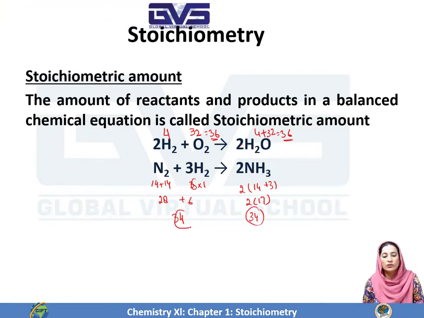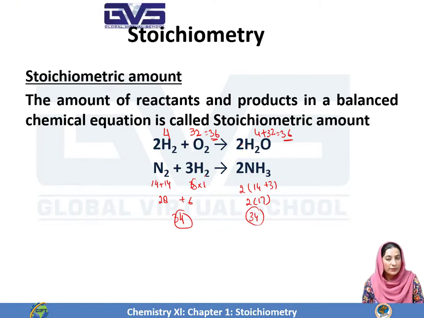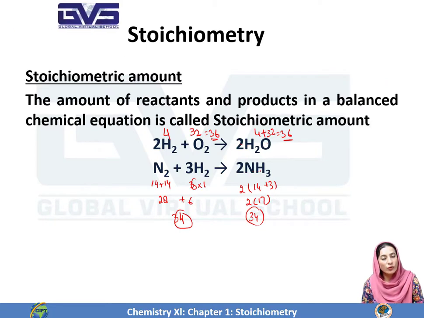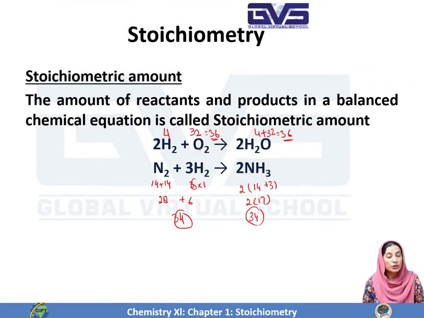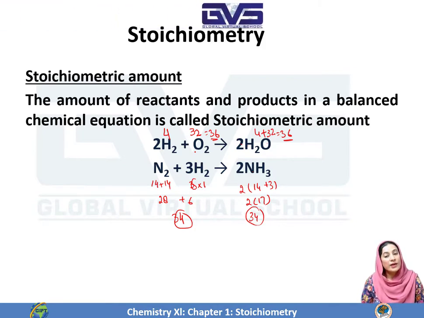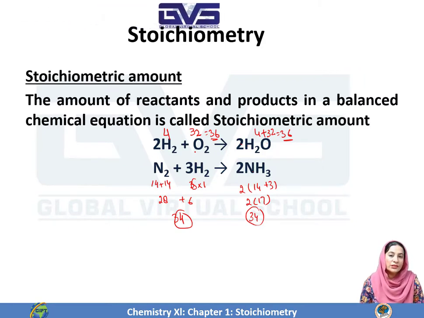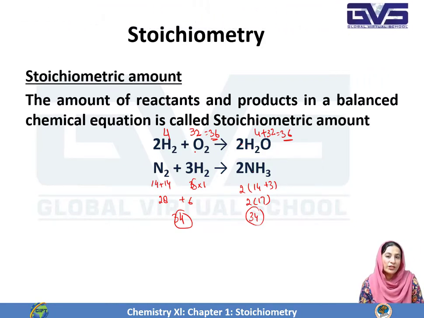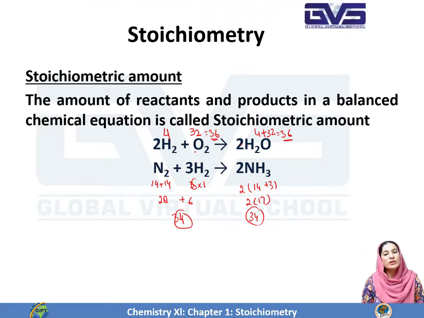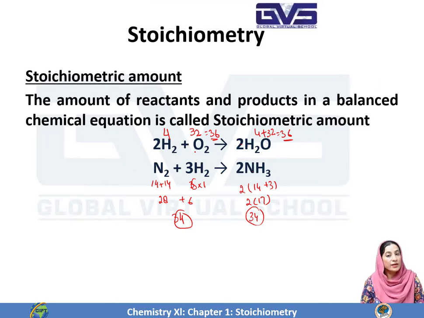So these amounts, like 28 mass of nitrogen and 6 mass of hydrogen, are giving you 34 mass of total ammonia. These amounts are called stoichiometric amounts. Students, you have realized that the equation is a balanced chemical equation. The amounts in a balanced chemical equation are stoichiometric amounts, and this study is called stoichiometry. So stoichiometry is all around us, in our daily life as well as in industrial life.